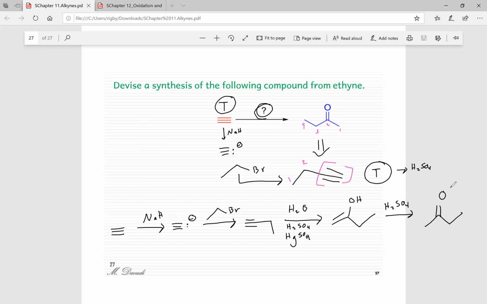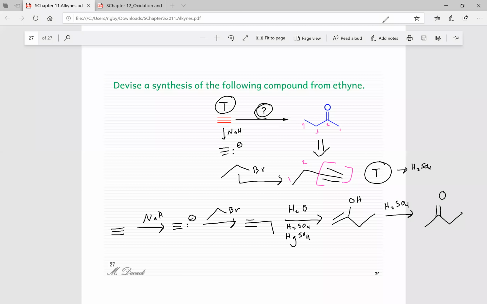Because what I did here is I took all of these reactions and I said, okay, here are the reactions I know. Here's how I know to get to a ketone. How do I get to here from our triple bond? Okay? All right, perfect.